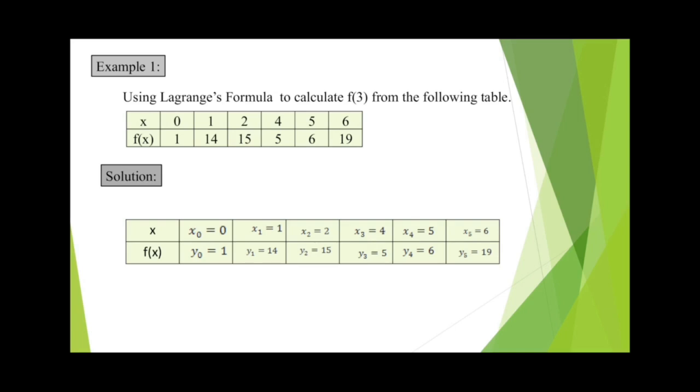So we need to estimate it using Lagrange's interpolation formula. Before applying the formula, we rewrite the given data using standard notation. The first x value is written as x0, then similarly x1 equal to 1, x2 equal to 2, x3 equal to 4, x4 equal to 5 and x5 equal to 6. Then y0 equal to 1, y1 equal to 14, y2 equal to 15, y3 equal to 5, y4 equal to 6 and y5 equal to 19. These notations make it easier to substitute the values into the Lagrange interpolation formula. Now all the data points are clearly identified, so we are ready to apply the formula.